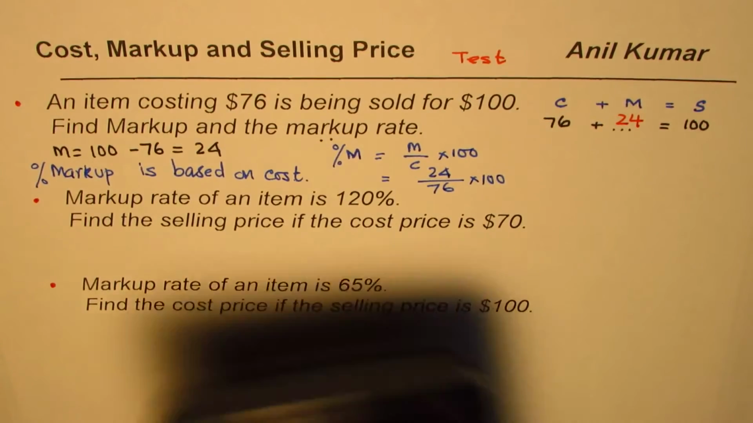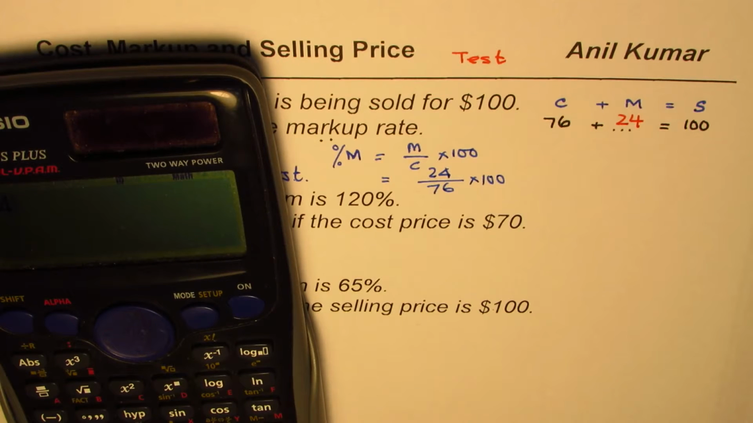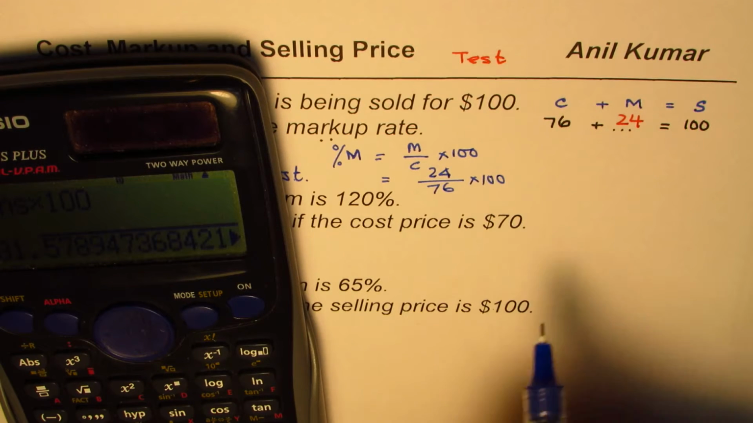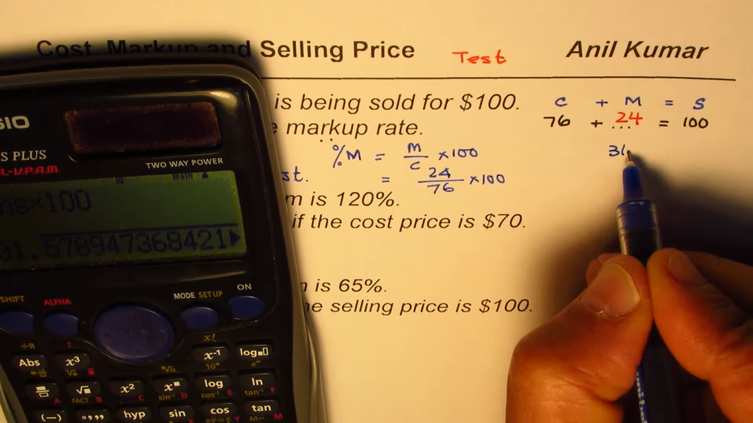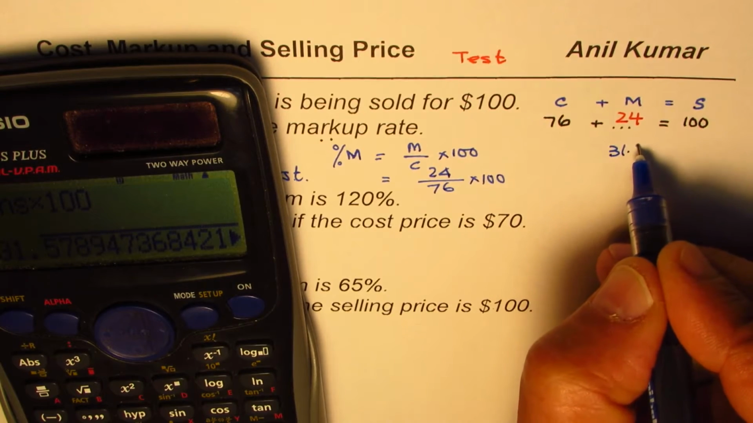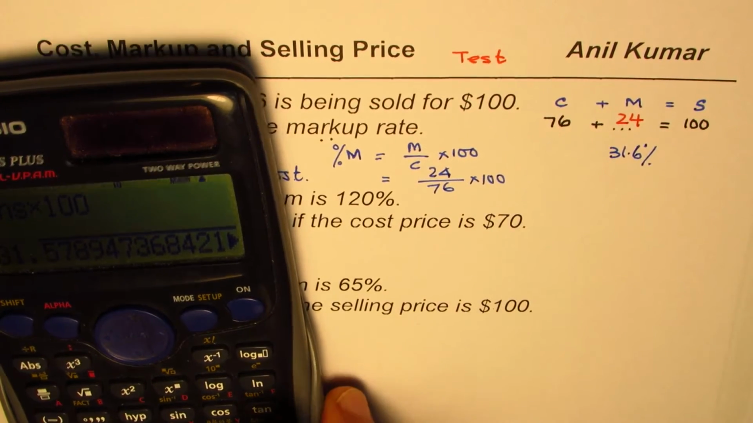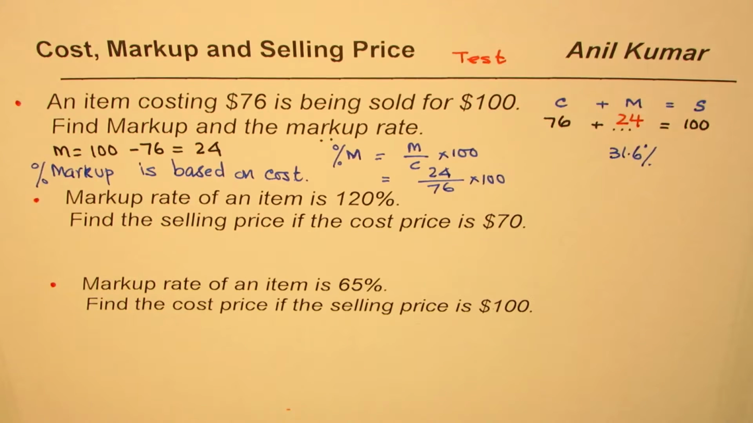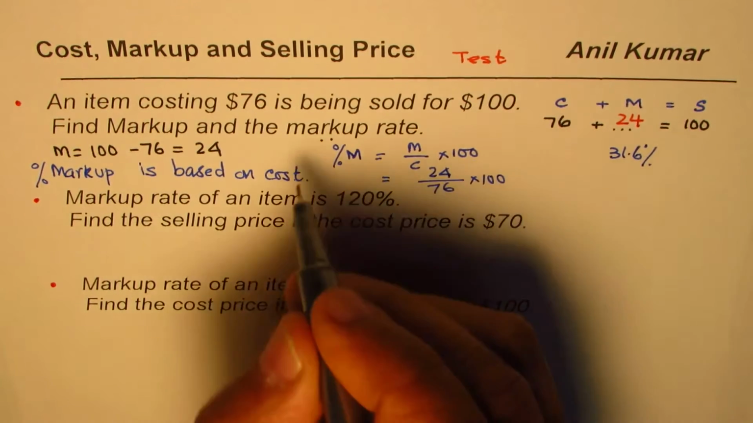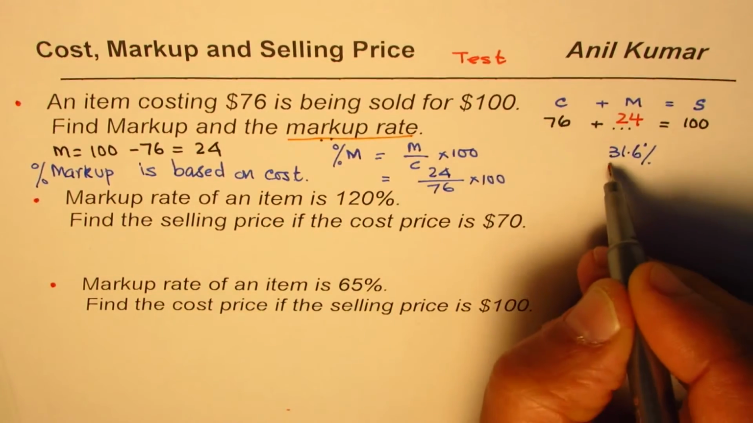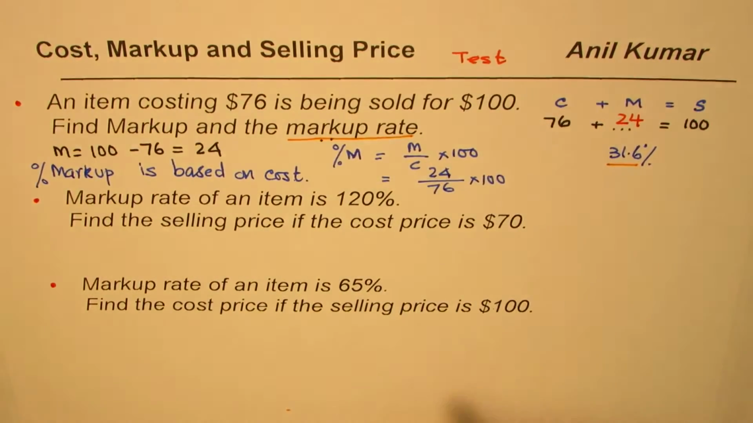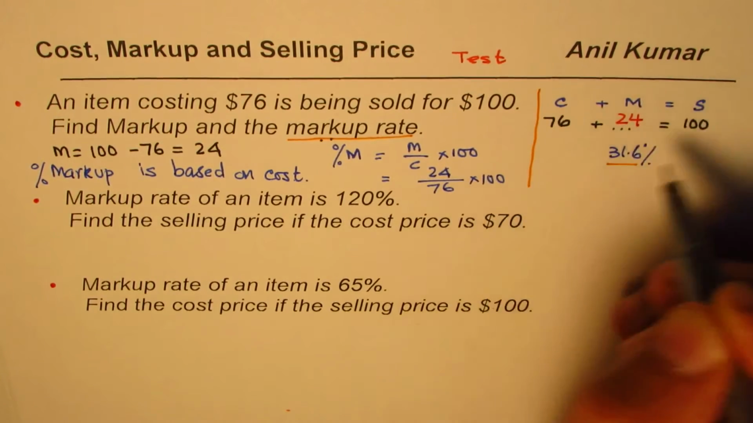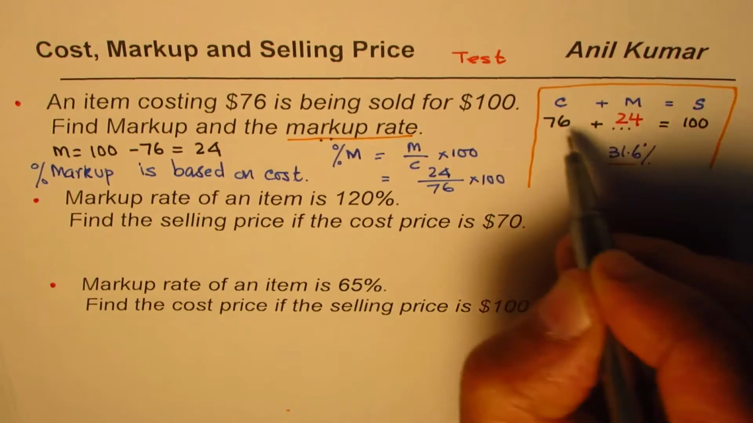So let's do it. 24 divided by 76 times 100 is equal to, let's write the decimal value, 31 point 6%, right? Let's approximate it to one decimal place. So it is approximately 31.6%. So the markup rate for us is 31.6%.